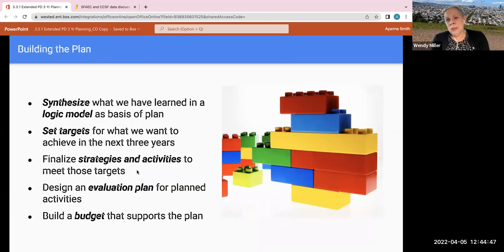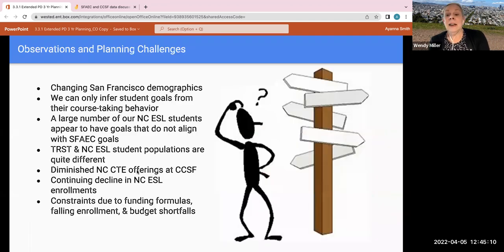So, we thought building the plan is going to be easy. We'll synthesize what we've learned and build a logic model. We'll set targets. We'll finalize what our strategies and activities are to meet those targets. We'll design an evaluation plan for everything we think we're going to do, and we'll build a budget that supports the plan. Sounds really easy, sounds really direct. Next slide, please. Not so much.